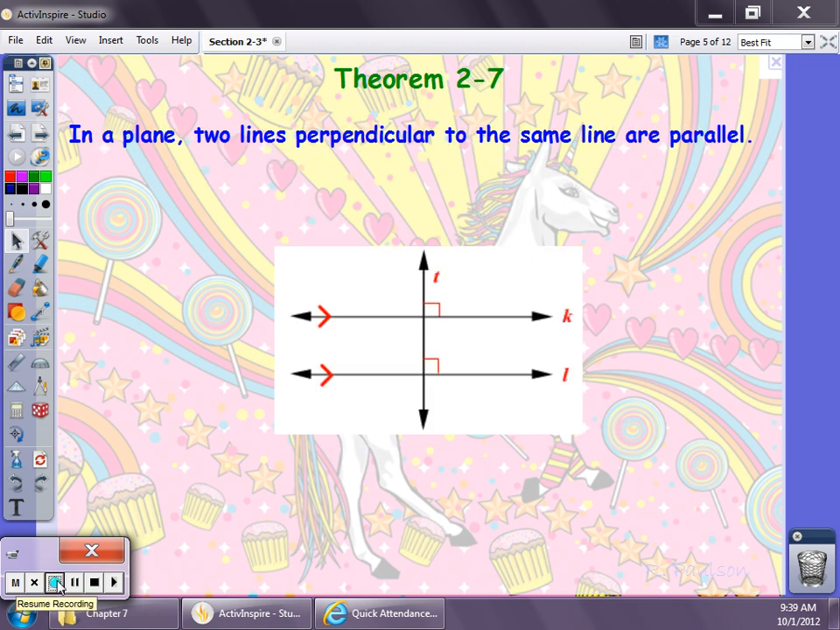Theorem 2-7 states in a plane, two lines perpendicular to the same line are parallel. So if we know that T is perpendicular to K and that T is also perpendicular to L, then we can conclude that lines K and L are parallel. We can use this and prove this based on corresponding angles. We could also prove this on alternate interior angles, and we can also prove this based on same side interior angles. So for tomorrow's class, we are actually going to prove theorems 2-6 and 2-7.